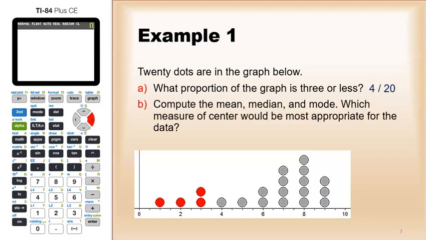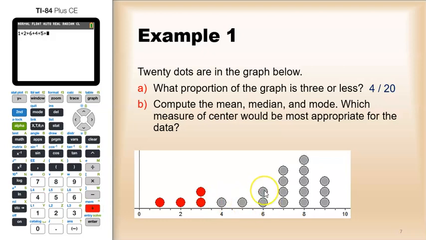Now, what if I want to compute the mean, median, and mode? Well, for the mean, you add up the values of all these dots. So this first dot is a 1, so in the calculator I put a 1. And then right here is 2 more, so plus 2. There are 2 values at 3, so I'll go plus 6. And then plus 4 and plus 5.